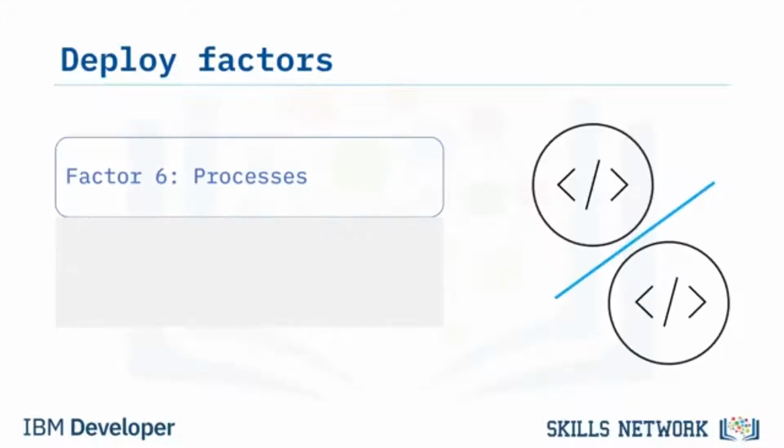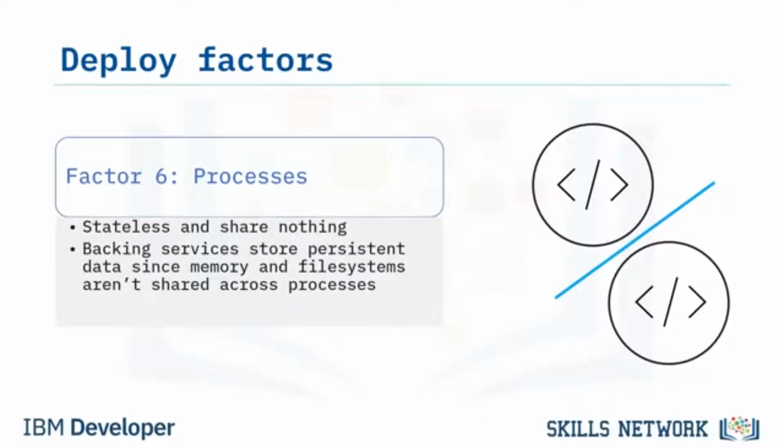Factor 6 is Processes. An app executes in an environment as one or more processes. Processes should be stateless and share nothing. Persistent data needs to be stored in a backing service like a database, since memory and file systems aren't shared across processes. If another process handles a subsequent transaction, the subsequent transaction won't have access to data within the prior process. As a result, data needs to be centrally stored.